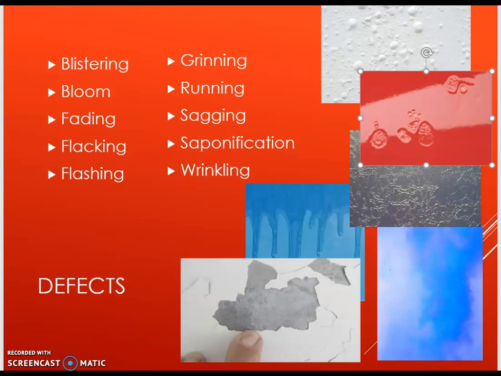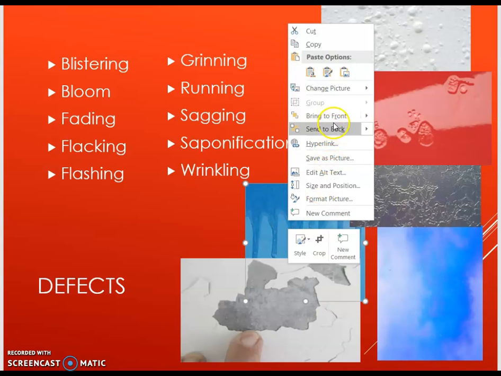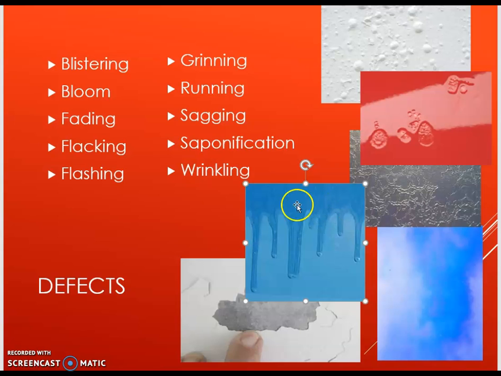Next is sagging. Sagging means when the vertical or inclined surface is not too thickly painted. Okay, then the sagging can occur. So you see here, this is sagging. So it's not properly painted. The paint is kind of falling down. That is called sagging.